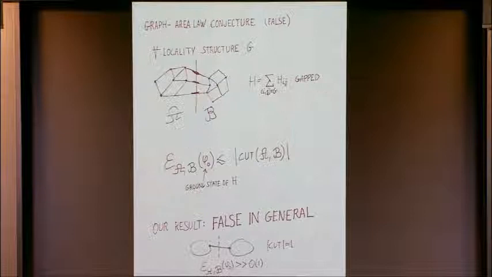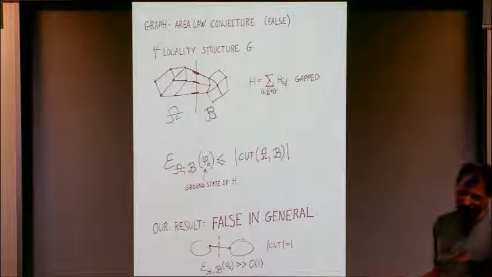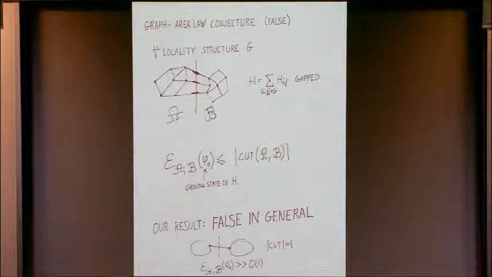Now, one might conjecture that the area law conjecture is wrong, that actually the right conjecture would be that whatever the local interaction graph is, we should have a theorem like: the entanglement entropy is less or equal than the size of the cut. So D, the dimension of the locale, is bounded. It's still very important, and I won't say it again, that the Hamiltonian is gapped.